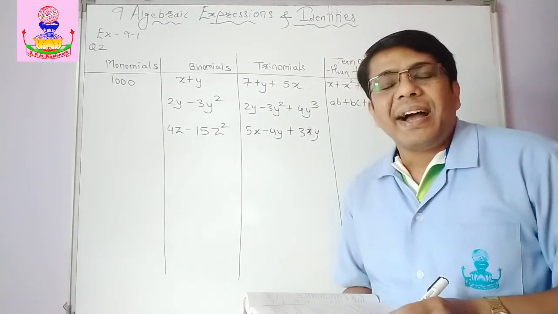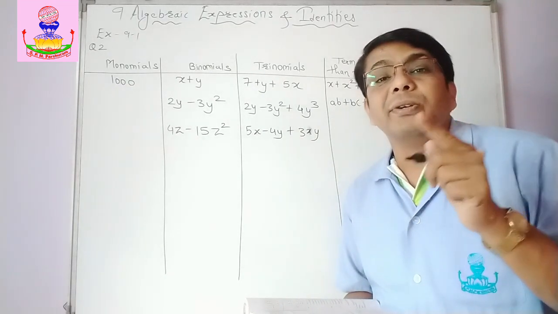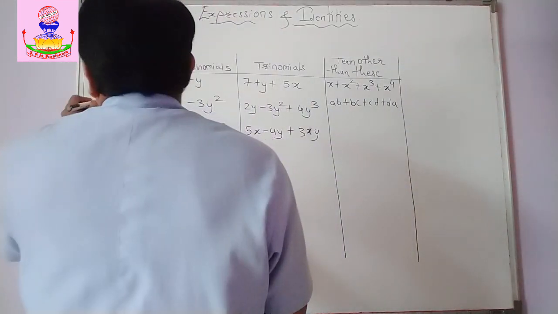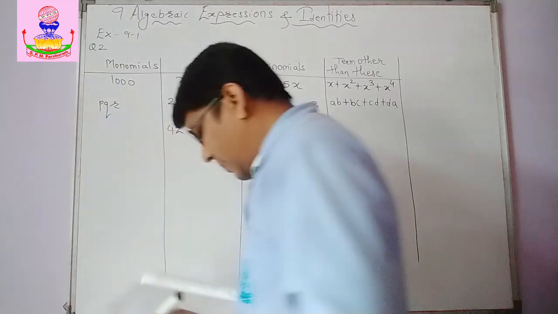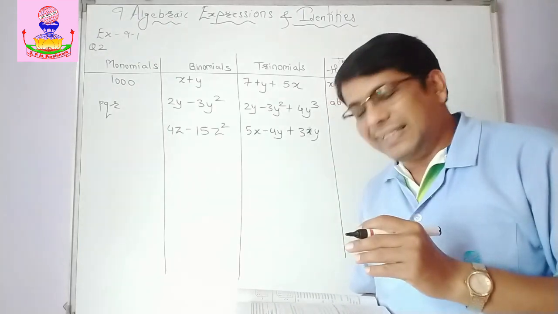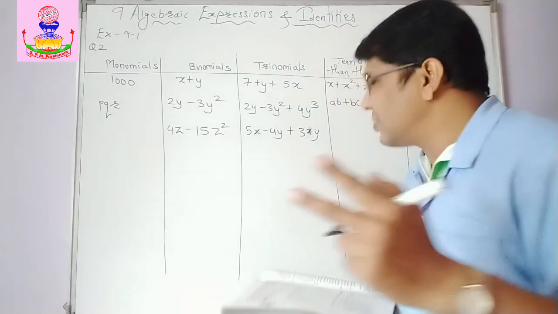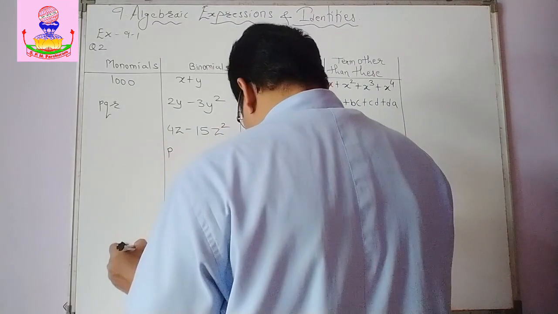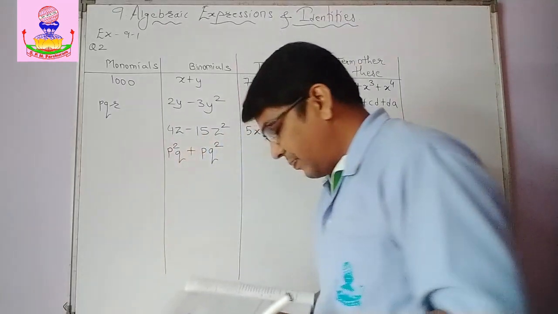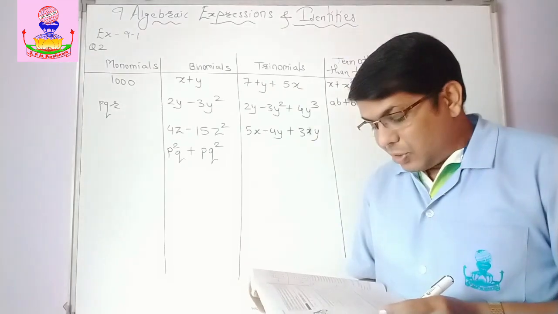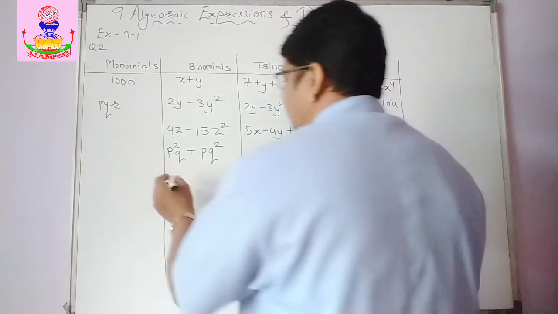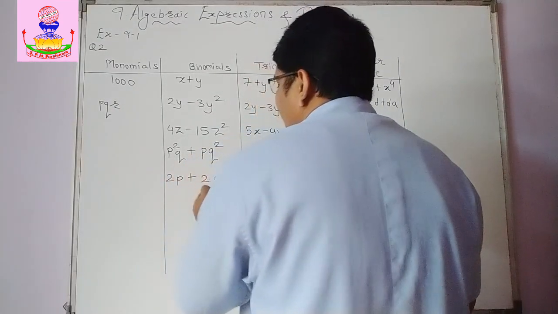And then PQR. How many terms? All are in multiplication. P into Q into R. So only one term is there. Okay. And hence it is, oh yes, monomial. Then next is P square Q plus PQ square. How many terms? 2 terms. So binomial. And the last, 2P plus 2Q. Again, how many terms? 2 terms. So it is binomial.